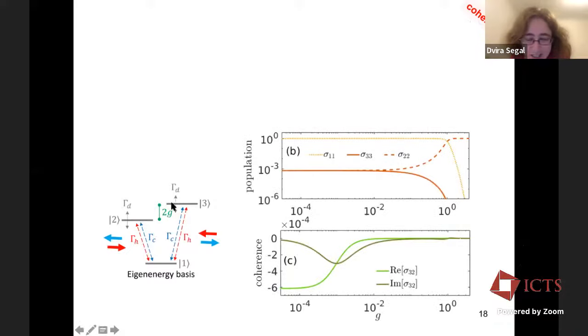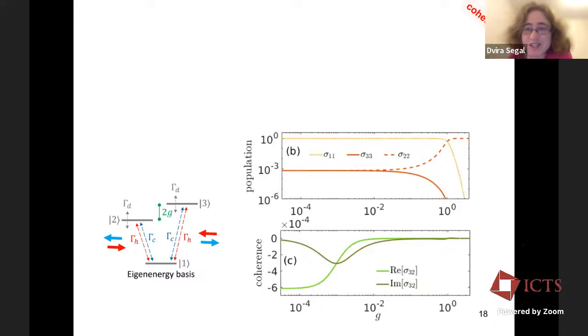this is for the related, I'm looking at the coherences between levels 2 and 3 in the steady state limit, so it's already at long times, as a function of this splitting G. When G is small, as you can see, these are the real and imaginary parts, there is something. And when G is large, when the levels are tuned away from each other, meaning that the tunneling is large, then the steady state coherence goes to 0.